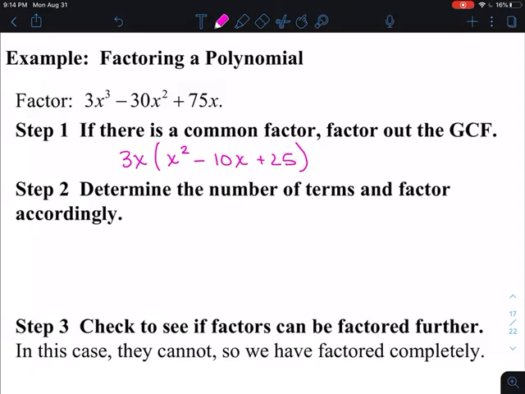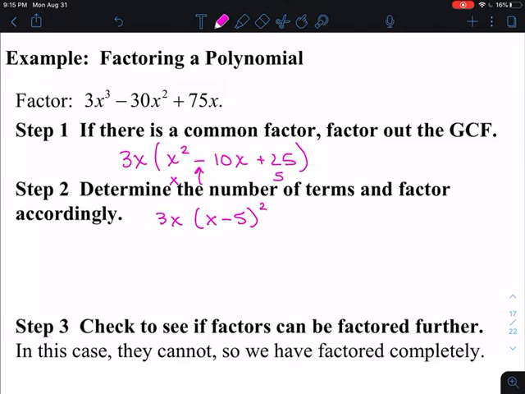So step 2 says to determine the number of terms and factor accordingly. Well, we have a trinomial, so I might check to see is it a perfect square trinomial. Well, 25 is a perfect square, and x squared is obviously a perfect square because it's x times itself. So I might want to check, is that a square double square? Well, I'd have an x, I'd have a 5, and x times 5 doubled gives me a 10x, which means I have a special case. That means I'd have a 3x, we would have an x, and that would have to be a minus 5. That's going to be squared.